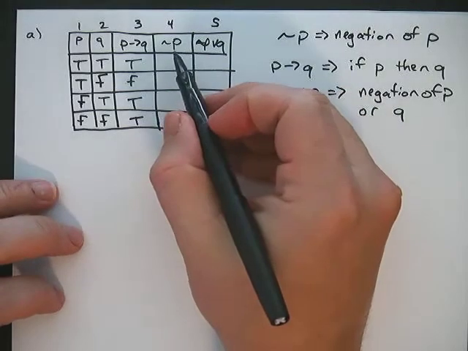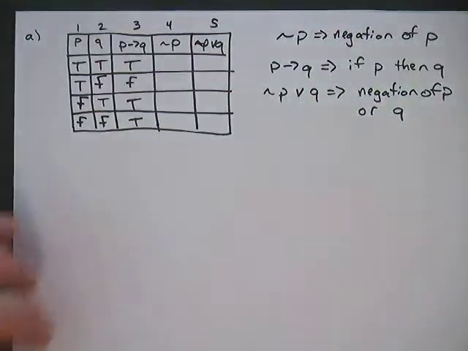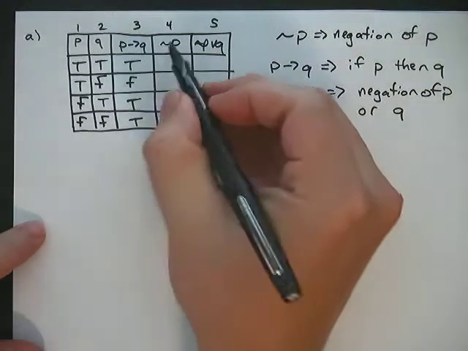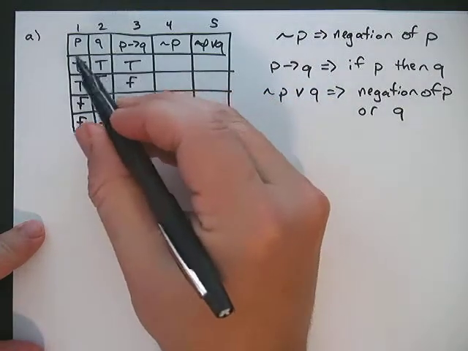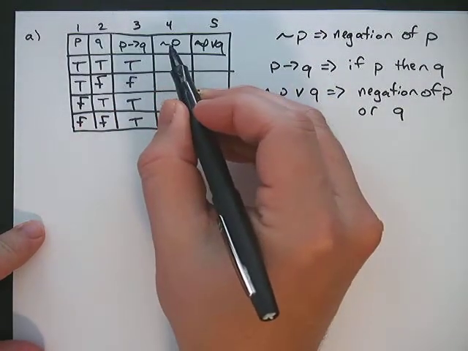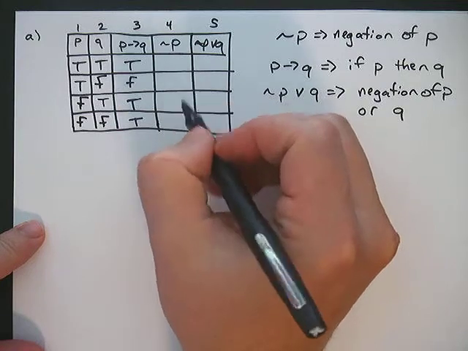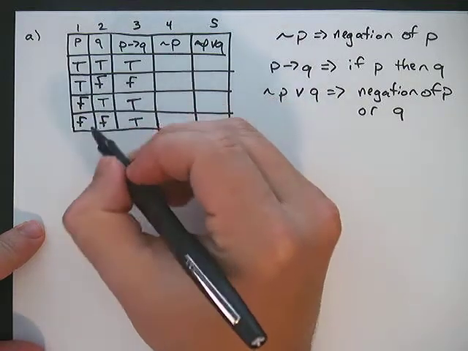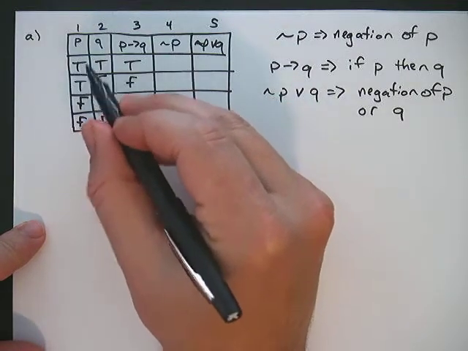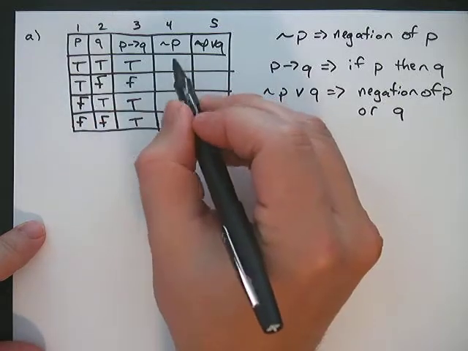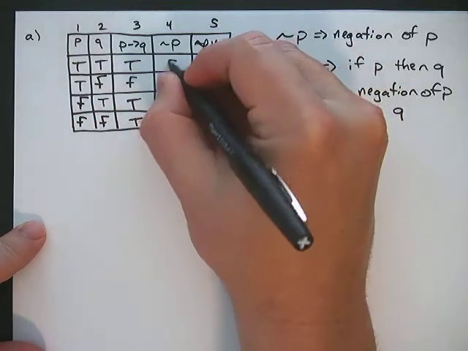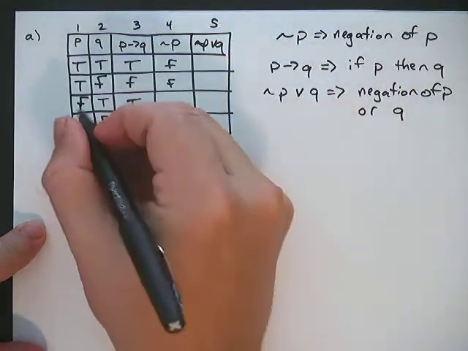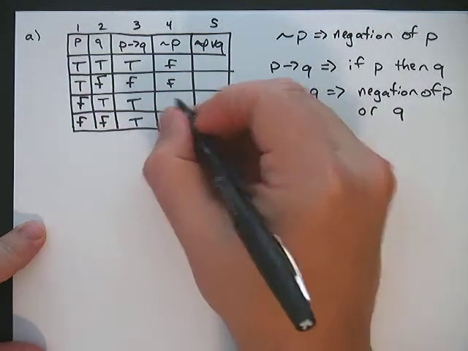Okay, now for the next one, we have the negation of p, which is the opposite of p basically. So this one is very easy to fill out. If we've got p already and we're asked to fill out the opposite of p, you just write down the opposite of this column right here. So on the first two, p is true, so we'll put false on both of these. And on the second two, it's false, so we'll put true on both of these.